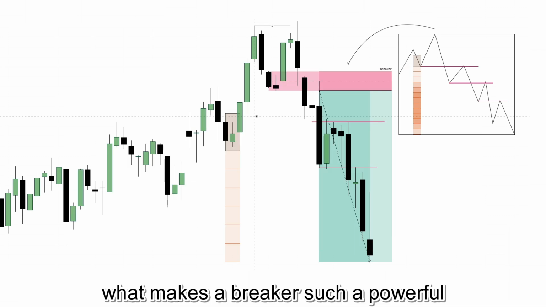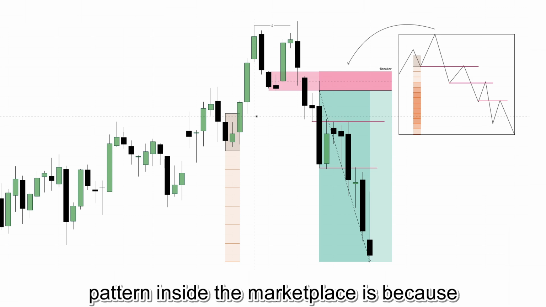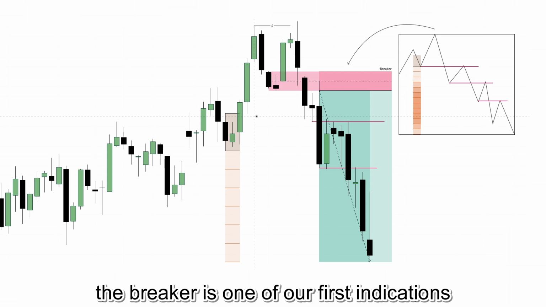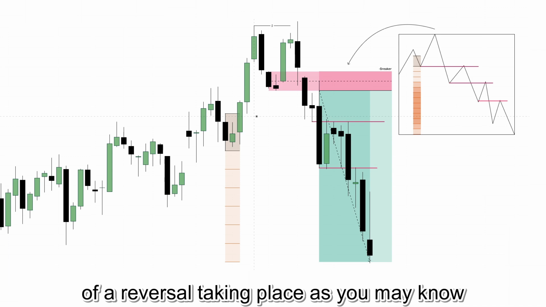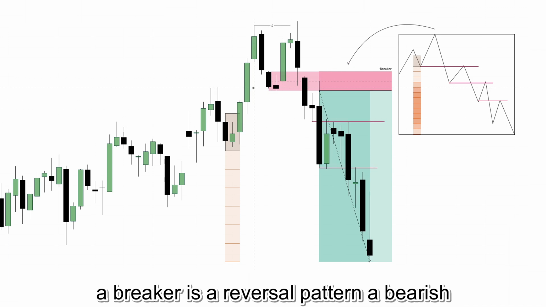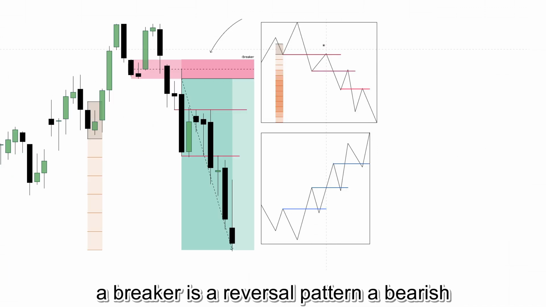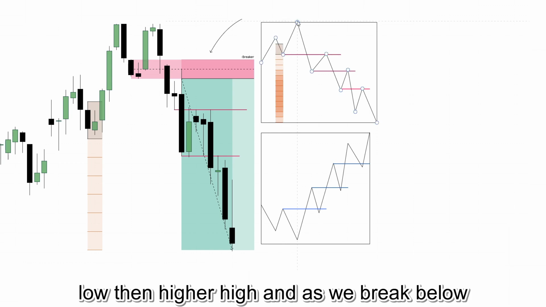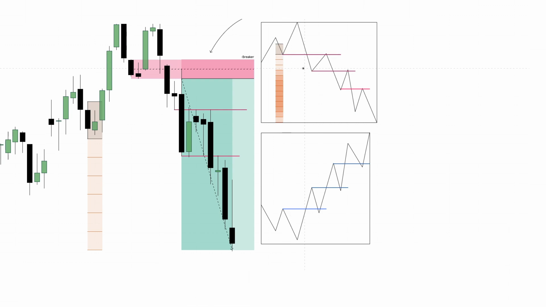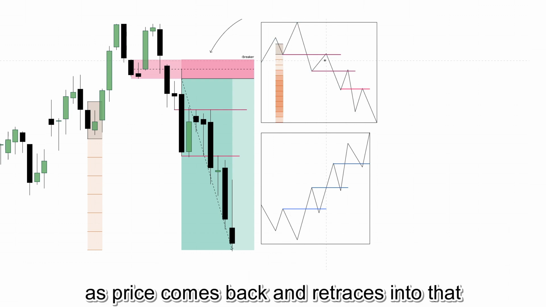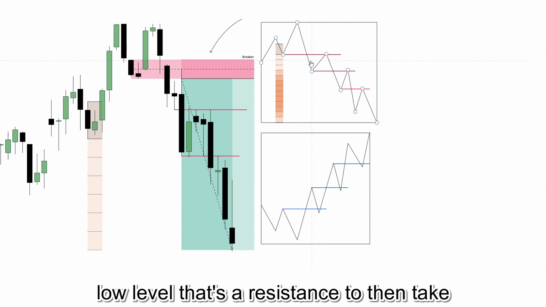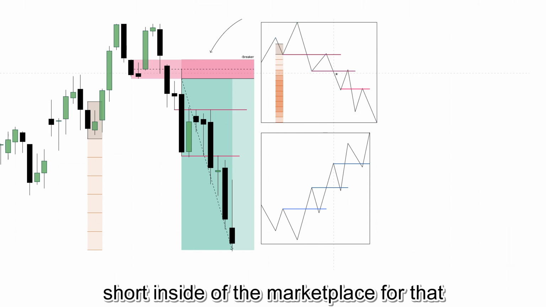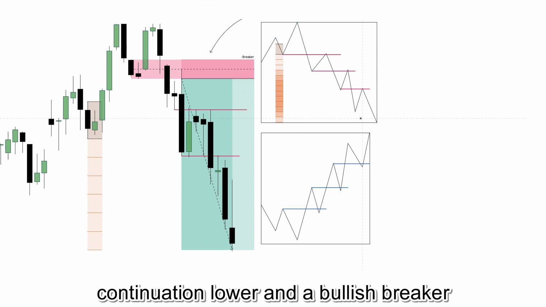What makes the breaker such a powerful pattern inside the marketplace is because the breaker is one of our first indications of a reversal taking place. As you may know, a breaker is a reversal pattern. A bearish breaker can take the formation as a high, low, then higher high, and as we break below this low right here, as price comes back and retraces into that low level, that's a resistance to then take short inside of the marketplace for that continuation lower.